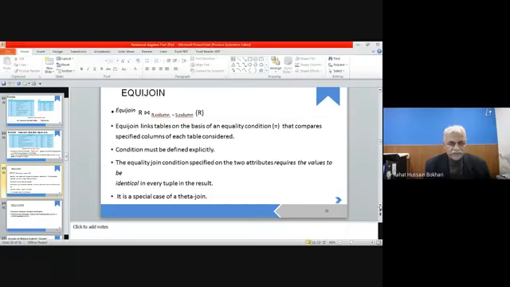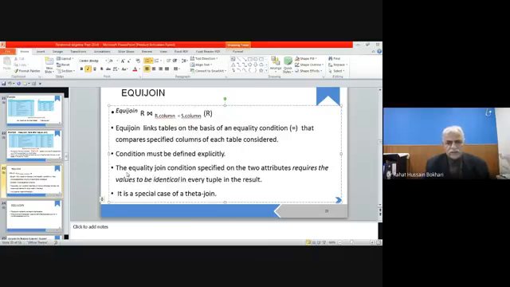The condition must be defined explicitly. Whereas in the natural join, we haven't defined explicitly that the value of the common attributes should be the same; that is considered implicitly. In equijoin, we have to define it explicitly. So the equality condition specified on two attributes requires the values to be identical in every tuple of the result, because we have to retain only those tuples in which the values of the attributes are identical.